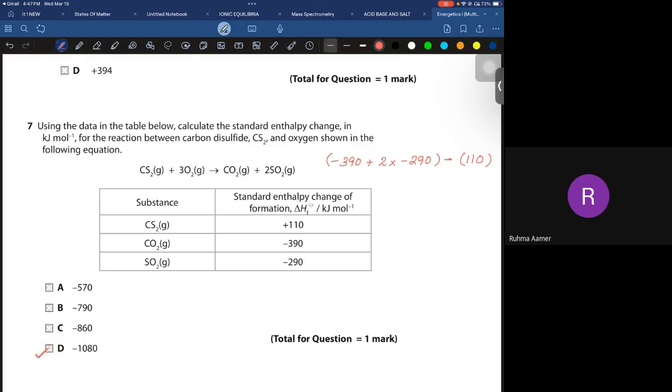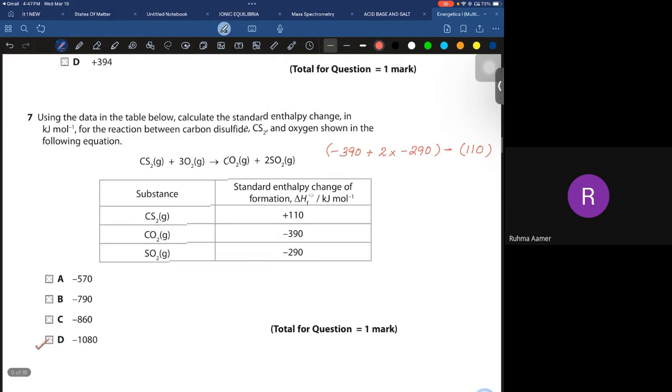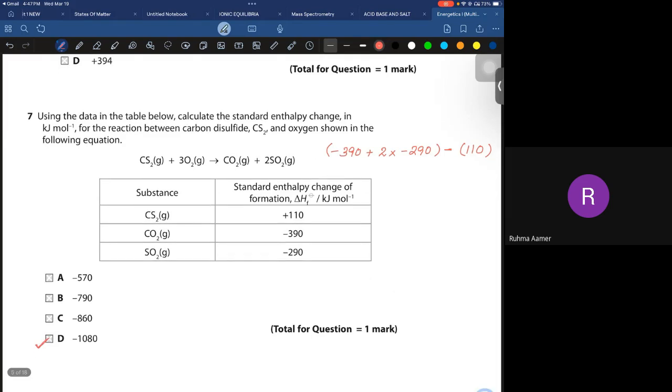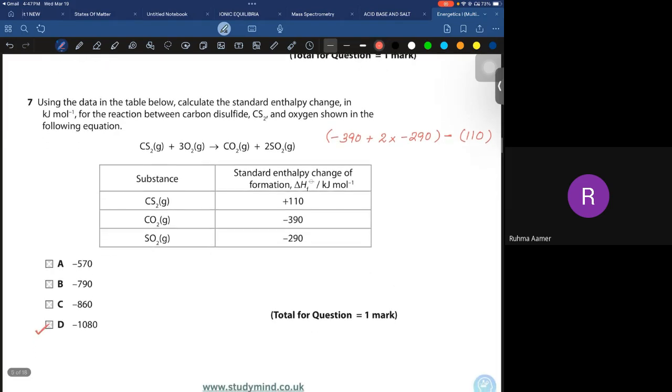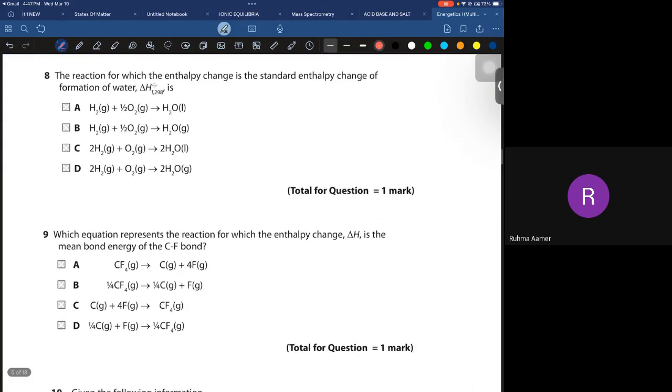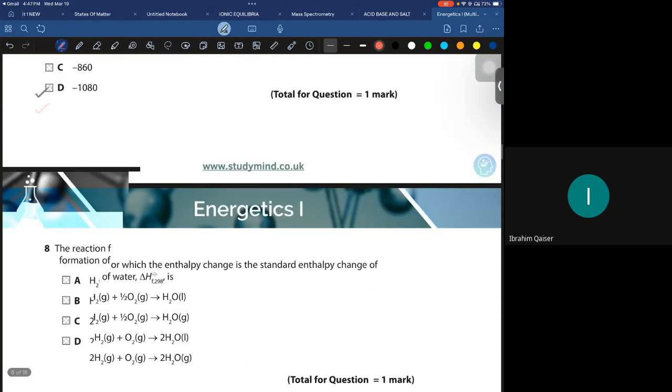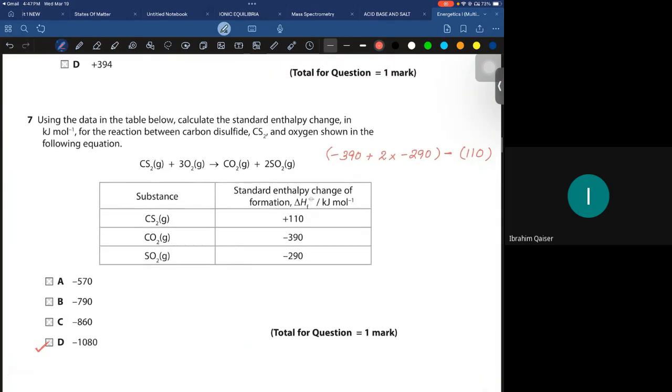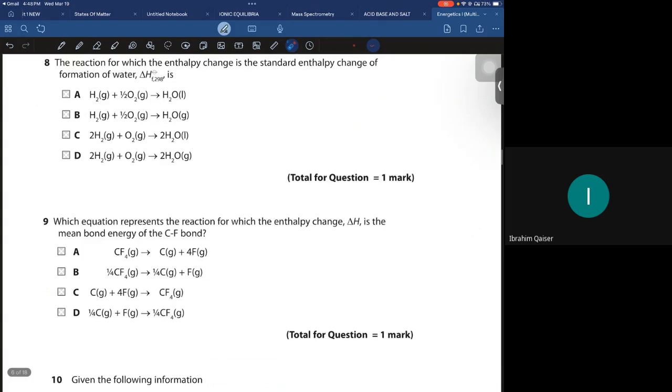Why are you doing product minus reactant in this question? Beta, it's formation, formation. I told you formation. This is formation. If this would be combustion, then you would be doing reactant minus product. If this would be combustion, that would be reactant minus product.